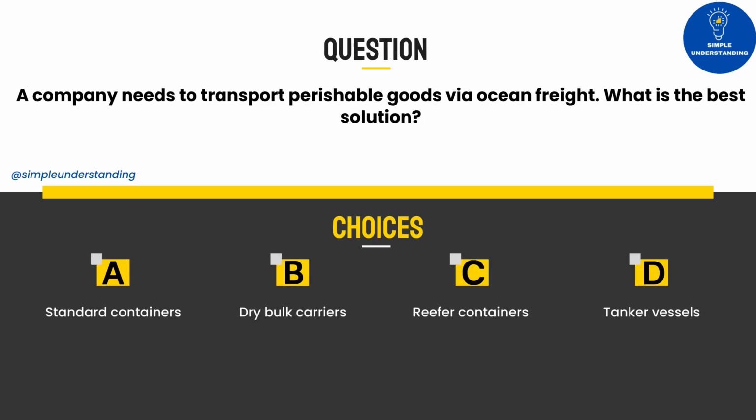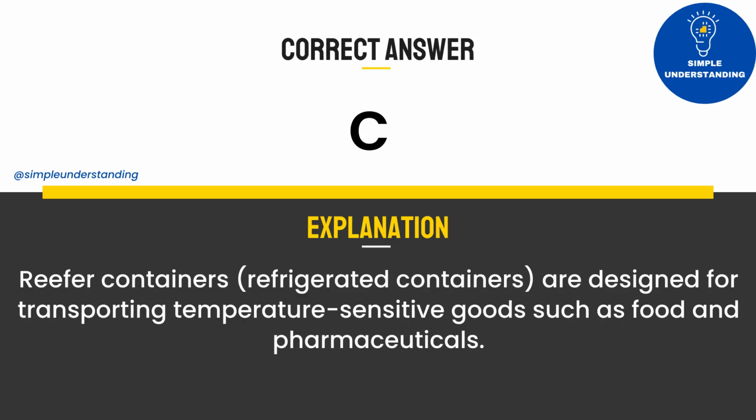4. A company needs to transport perishable goods via ocean freight. What is the best solution? A. Standard containers. B. Dry bulk carriers. C. Reefer containers. D. Tanker vessels. Correct answer, C. Explanation. Reefer containers, refrigerated containers, are designed for transporting temperature-sensitive goods such as food and pharmaceuticals.